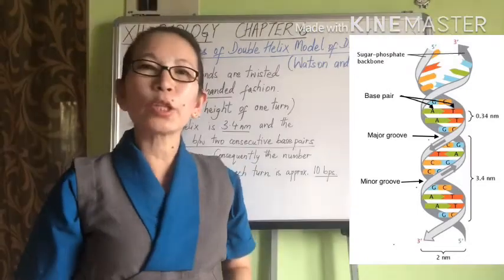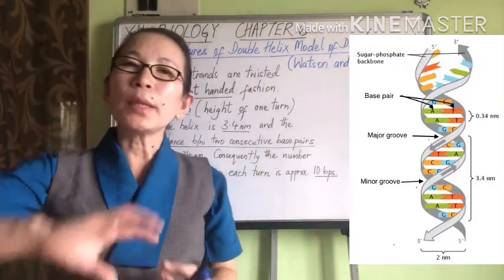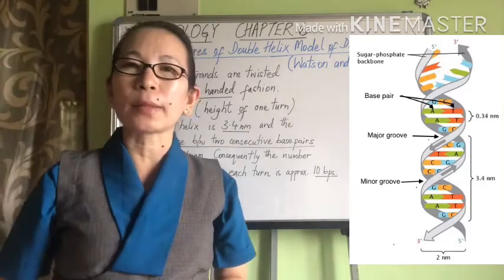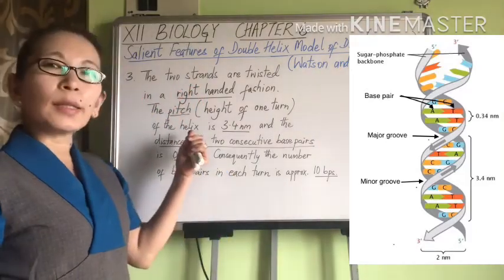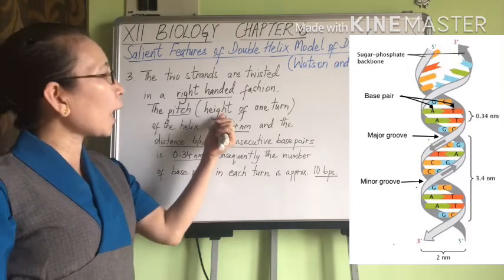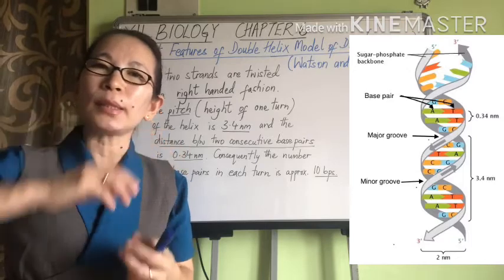The third salient feature of B-DNA is that the two strands of the DNA are twisted in a right-handed fashion along a common axis. And in such a right-handed helix, the pitch of the helix refers to the height of one turn, when the strand makes a complete 360-degree turn.